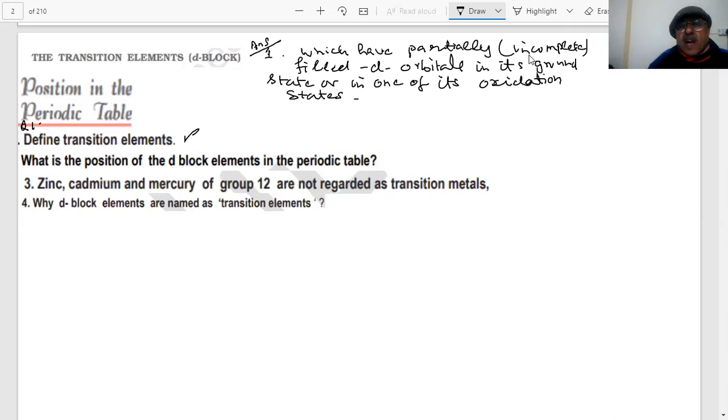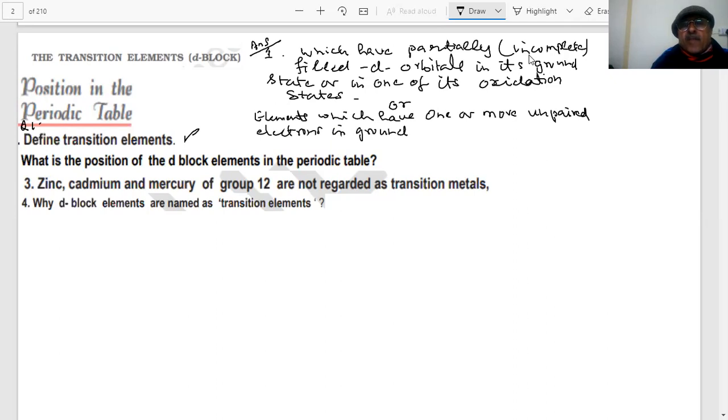In other words, we can also say that those elements which have at least one unpaired electron in the ground state or in one of the oxidation states, or elements which have one or more unpaired electrons in the ground state or one of its oxidation states. Question number 1 answered.